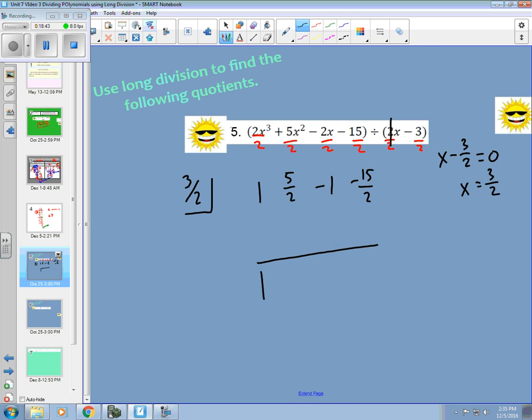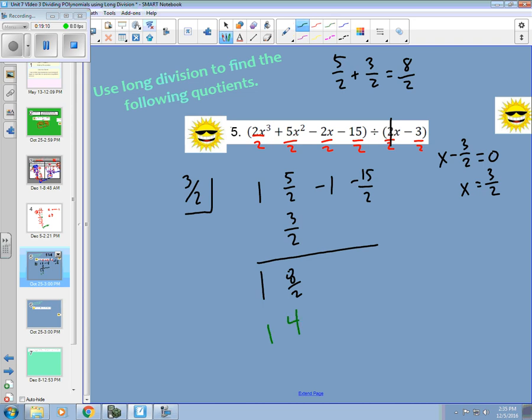Drop the first number down to the answer, 1. Do some multiplying. 3 halves times 1 is 3 halves. Now add these up. Remember, when you're adding, you want a common denominator. We have a common denominator. 5 halves plus 3 halves is 8 halves. And 8 halves is the same as 4. So this is really going to end up being 4 here.